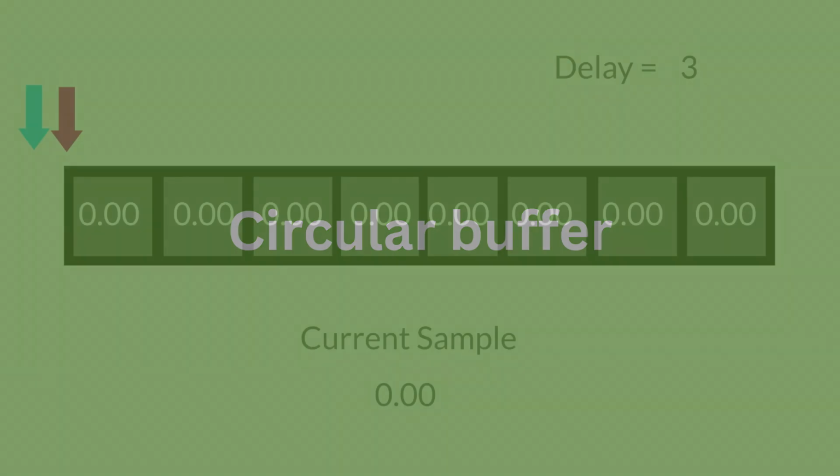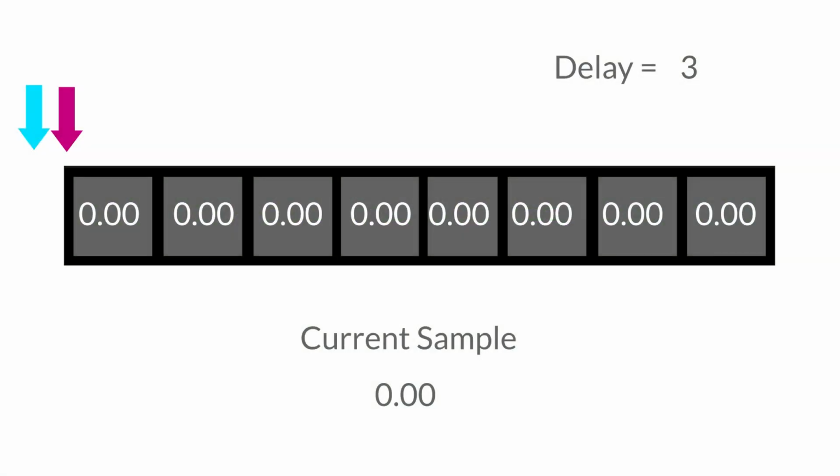So I've got a little animation which explains how the circular buffer works. Here we've got essentially an 8-value array. In reality, your buffer will be hundreds, potentially thousands of samples in length. It's just easier to conceptualize it as an 8-index array.